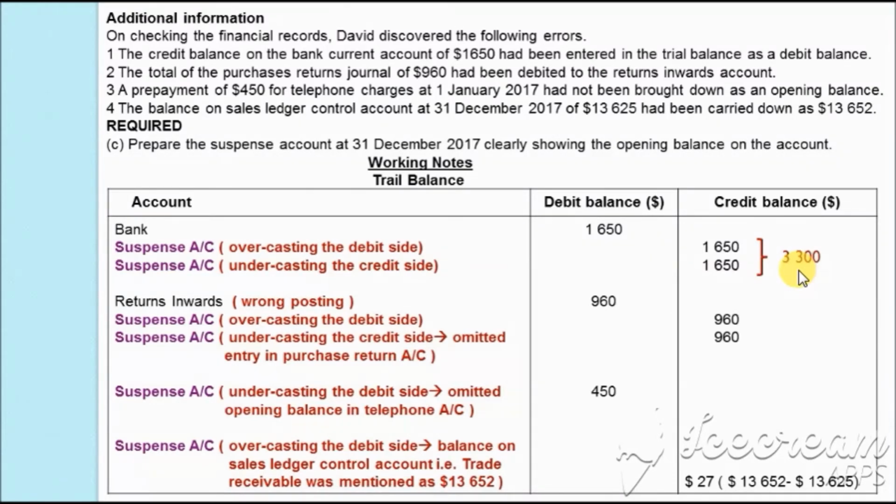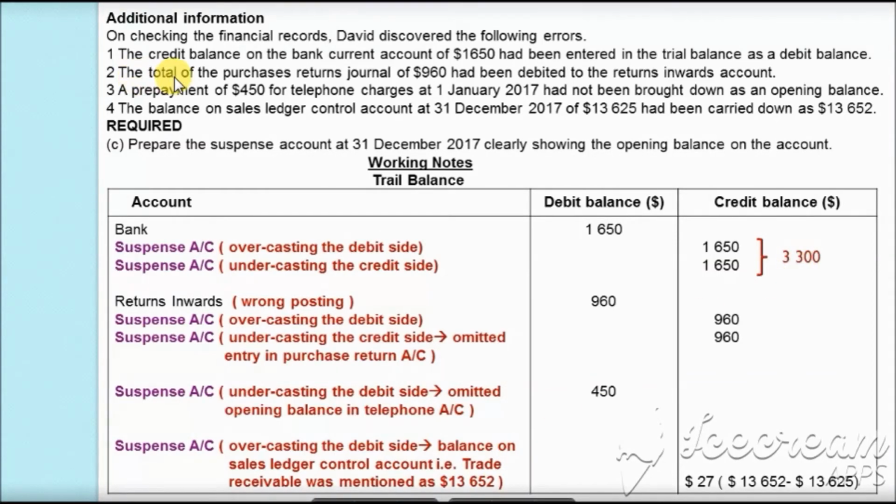Now you want to rectify this error. You have to cancel this credit amount which was mentioned when there was an error. To cancel this, you will debit the suspense account with the same amount, that is, you will debit the suspense account with $3,300. So when you rectify it and make the suspense account, you will mention $3,300 as the debit balance. There you will mention bank 3,300 for rectifying this error.